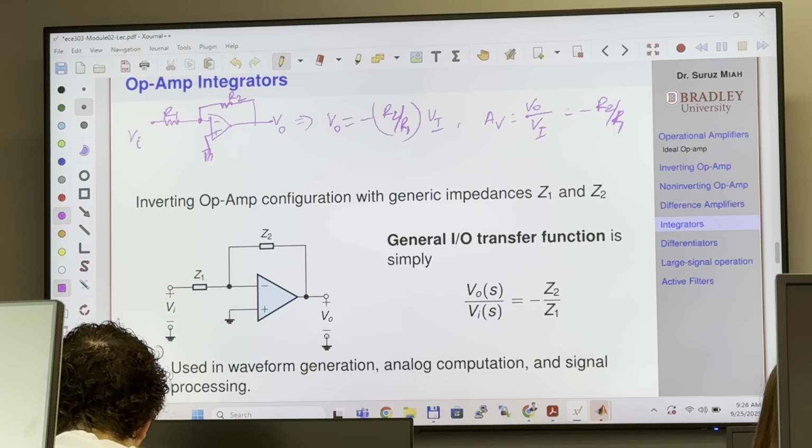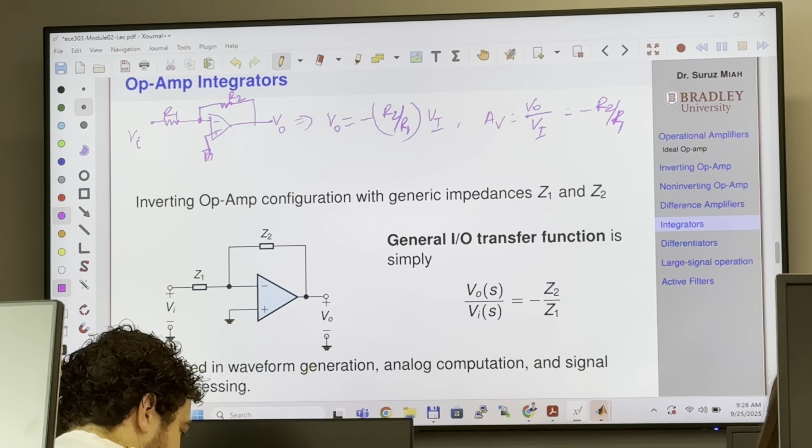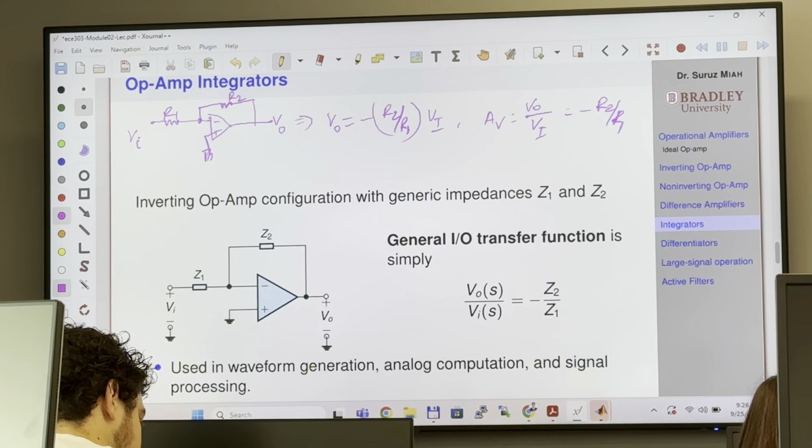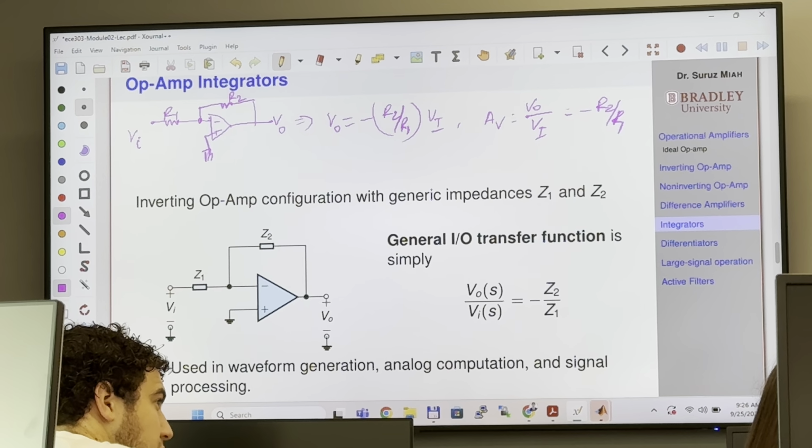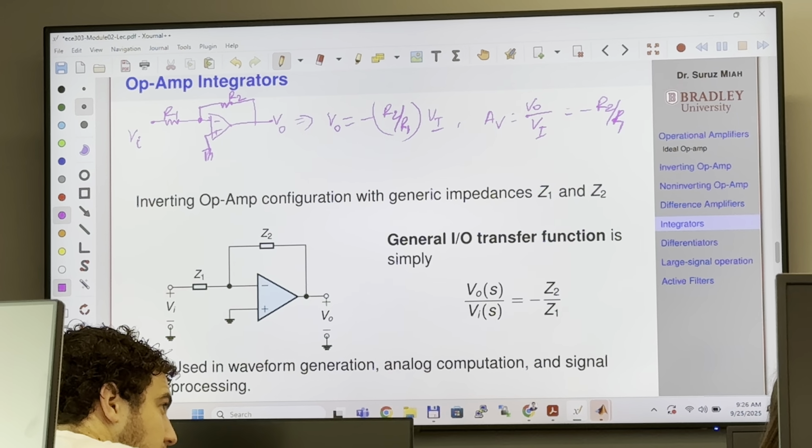We are going to put generic impedances. Guys, I have a timer. Make sure you raise your hand. I said 10 minutes, for example. Just raise your hand. I'm just going to stop there.